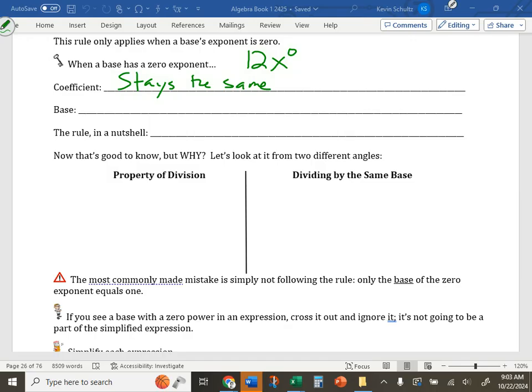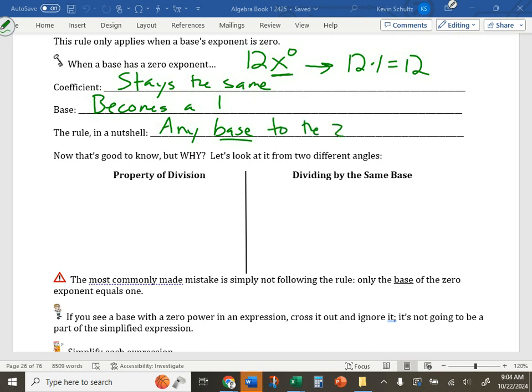The base becomes a 1. Okay? The base becomes a 1. So what this expression really is saying here, this x to the 0 is the same as 1. And so this is really saying 12 times 1, which is 12. That's why the coefficient stays the same, because you're multiplying it by 1. Okay? Anything to the 0 power equals 1. So the rule, in a nutshell, is any base, and I'm underlining base because the coefficient's not affected, any base to the 0 power is 1.